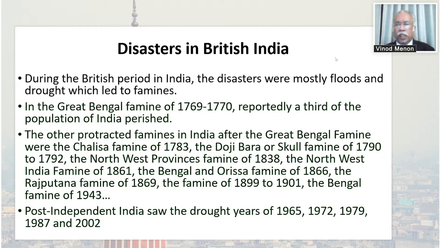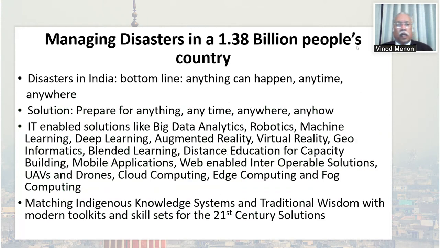And this is important because we really look at the way disasters have changed, the way in which we look at disaster management itself as a series of processes. During the British period, it was agriculture-dependent: the agriculture ministry and agriculture institutions were managing and responding to disasters like floods, droughts, and famines. But in the post-independent period, we saw the bottom line: anything can happen anytime, anywhere. I think this is one of the things we need to understand as disaster management practitioners. And the solution is to prepare for anything, anytime, anywhere, anyhow. And how do we really do that? We have to be prepared for everything.